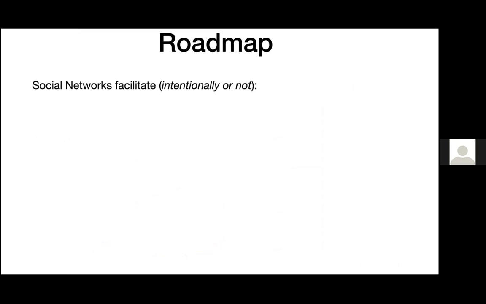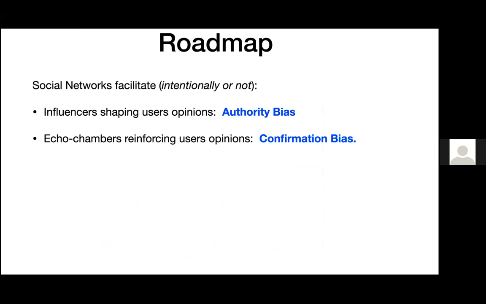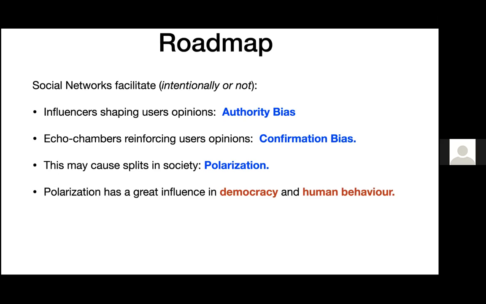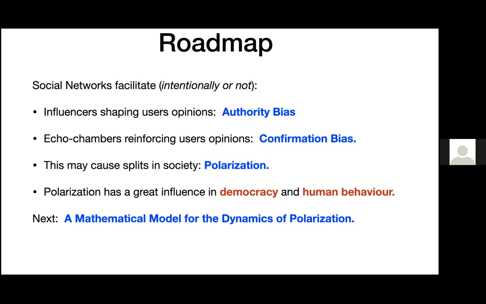Basically, social networks facilitate, intentionally or not, and I don't take part in the debate of whether it's intentional or not, influencers shaping our users' opinions. That's authority bias. Echo chambers reinforce users' opinions. That's confirmation bias. And this might cause splits in societies, so polarization. And polarization, we all know, has a great influence on democracy and human behavior. So it's a very important phenomenon. So what we're going to show next is a mathematical model for the dynamics of polarization.